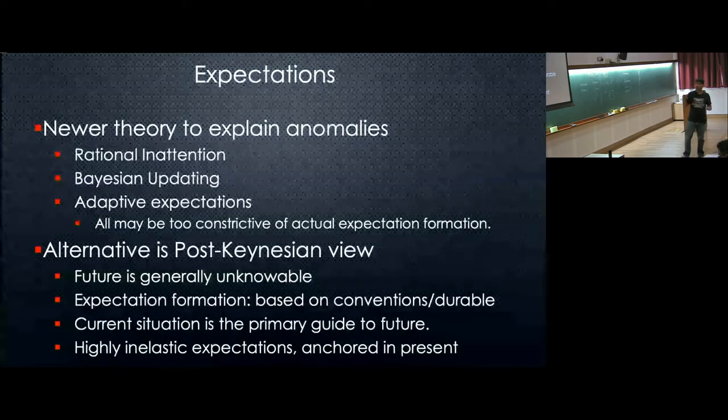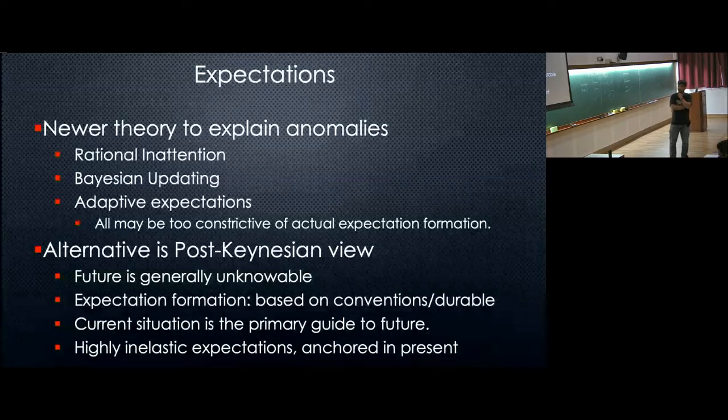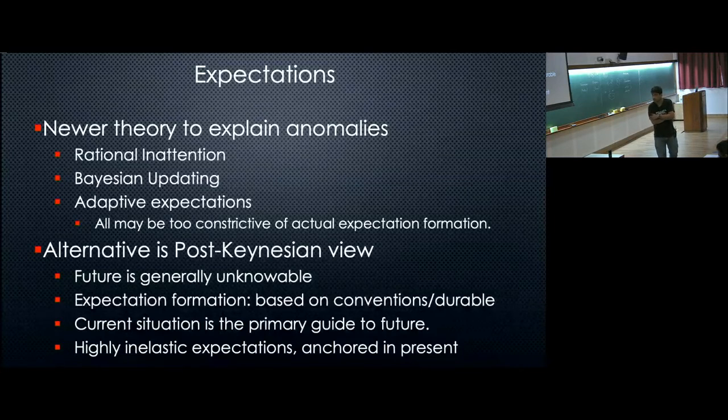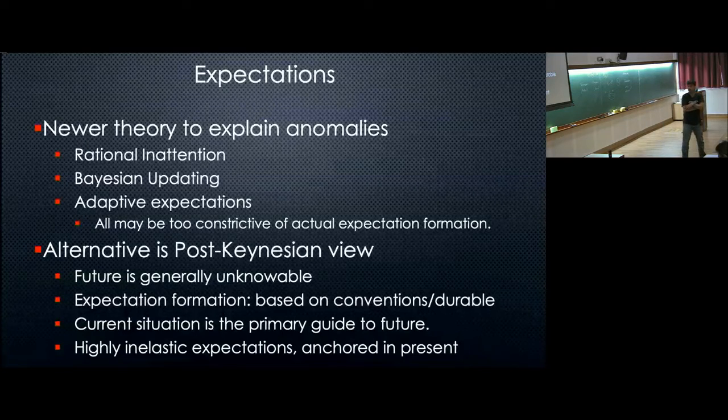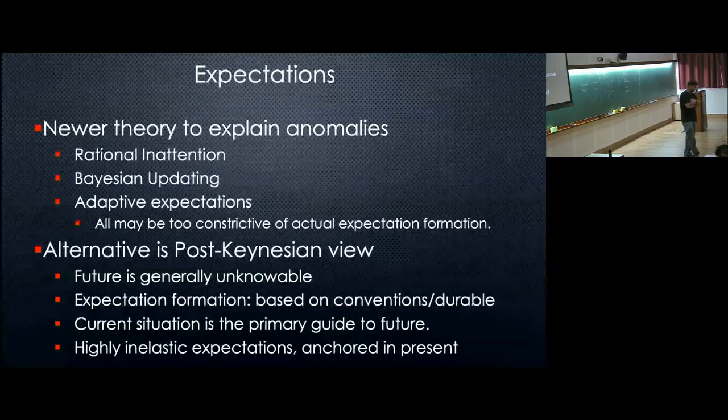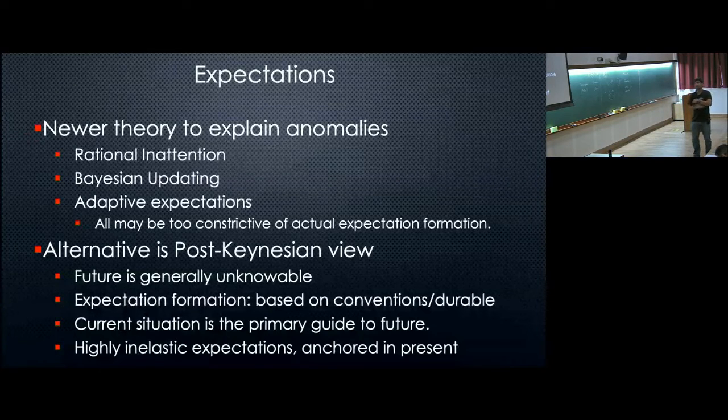So there's a new set of theories to explain these anomalies. These are things that are being brought up in economics right now. Rational inattention models, which suggest that in fact, instead of taking very long-term views, people take short-term views and hold on to convention. Bayesian updating, adaptive expectations. All of these may be constitutive of actual expectation formation. Right? The alternative to this is what I would call a post-Keynesian view.